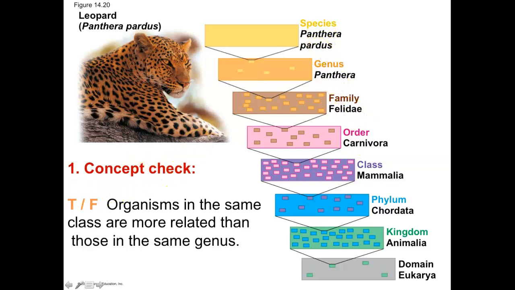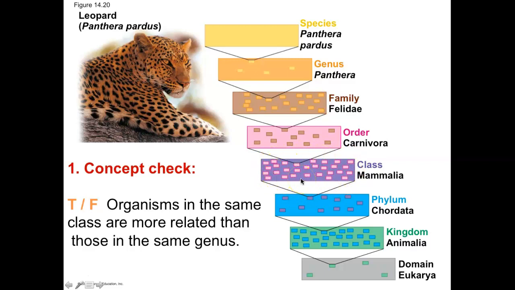So is this true or false? Organisms in the same class are more related than those in the same genus. So organisms in the same class, so we're talking about all mammals, are more related than those in the same genus, so the panthers. So this is a false statement because of all the organisms in the class Mammalia, right?